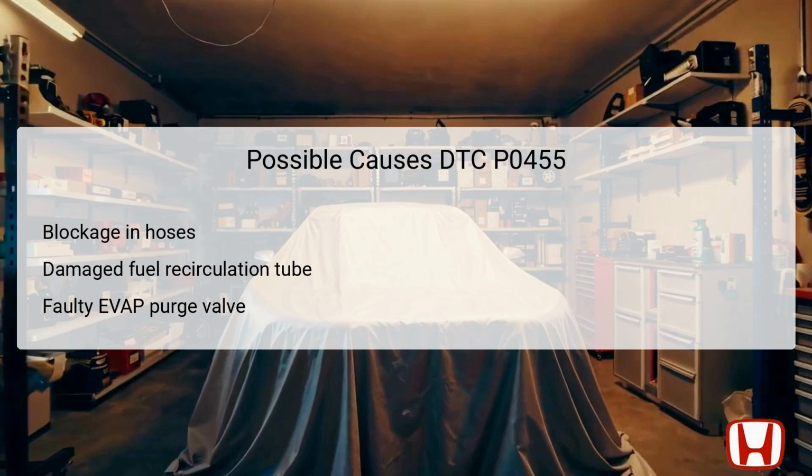Second, damage to the fuel tank vapor recirculation tube could prevent proper functioning and allow leaks. Lastly, a faulty EVAP canister purge valve might not seal correctly, leading to a failure in creating the necessary vacuum and pressure within the system, again resulting in the DTC being set. Each cause must be checked systematically to find the specific fault impacting your vehicle's EVAP system.